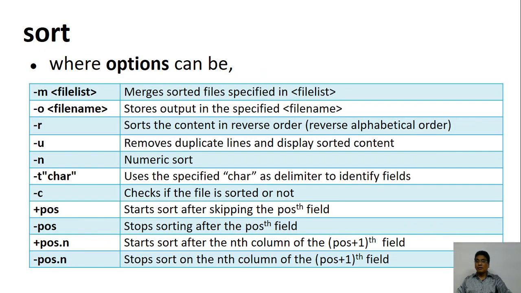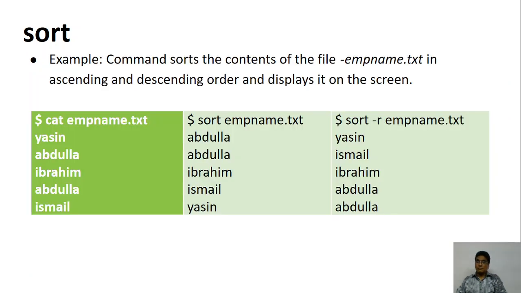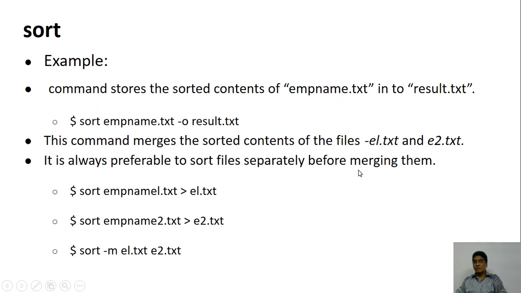So let's go back to our example there. I will not show all the examples because it will take more than 1 hour for the entire video. So let's look at a few of them. So here you have the cat command and sort in the ascending and the sort in the descending order.